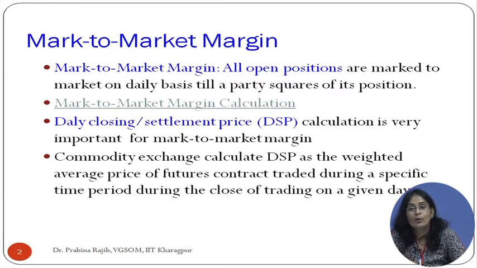So this is very, very important because the daily settlement and closing price is the price based on which the mark to market margin is calculated. So daily settlement price is not the last trading price. Daily settlement price is the weighted average price of futures contract traded during a specific time period during the close of the trading for a given day. So it's not the one price only, it is a weighted average price of some half an hour trades. So whatever futures contract traded during the last half an hour of the trading period, the weighted average of that is taken as the daily closing price or settlement price.